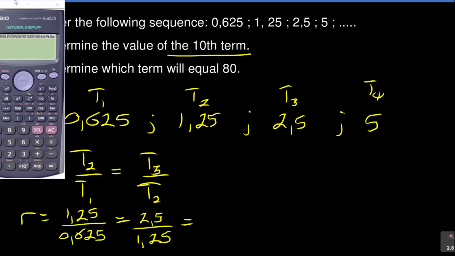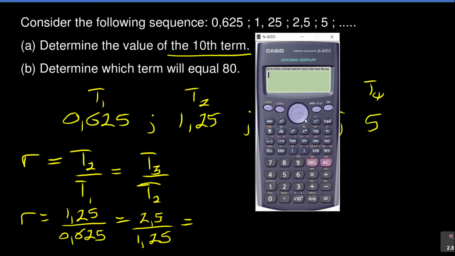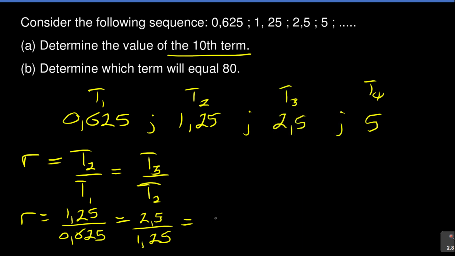There is no harm, because you're just trying to be 100% sure that it is indeed a geometric. In an exam, they won't tell you what it is. You're getting a 2 there. Let's try the other one. It's 2,5 over 1,25. You see, it's giving me a 2. So this is the common ratio.